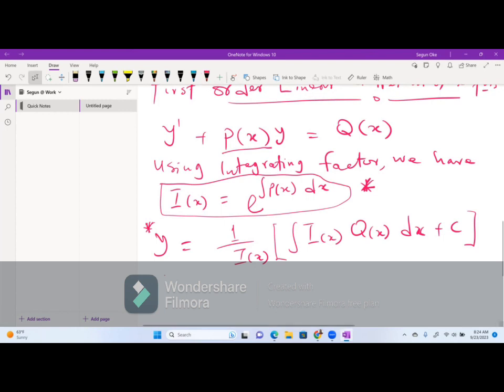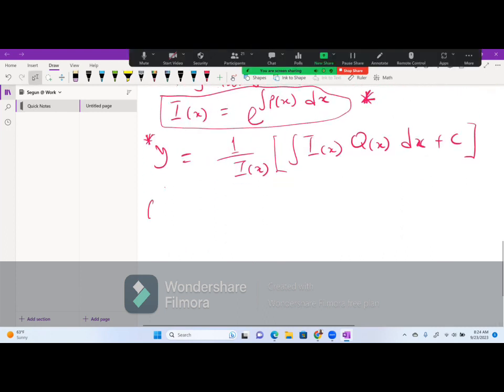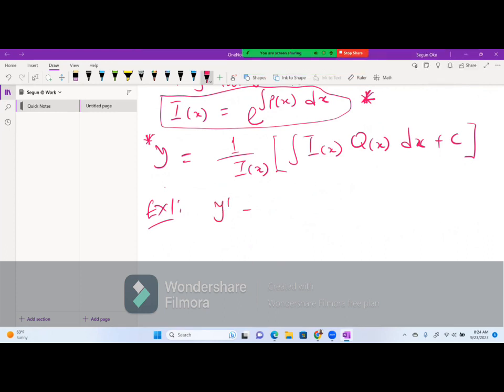But now let's look at the example. Example 1 says y prime plus 2y equals 2 exponential x. Remember our general formula: y prime plus p of x y equals q of x. That's our general formula, right?